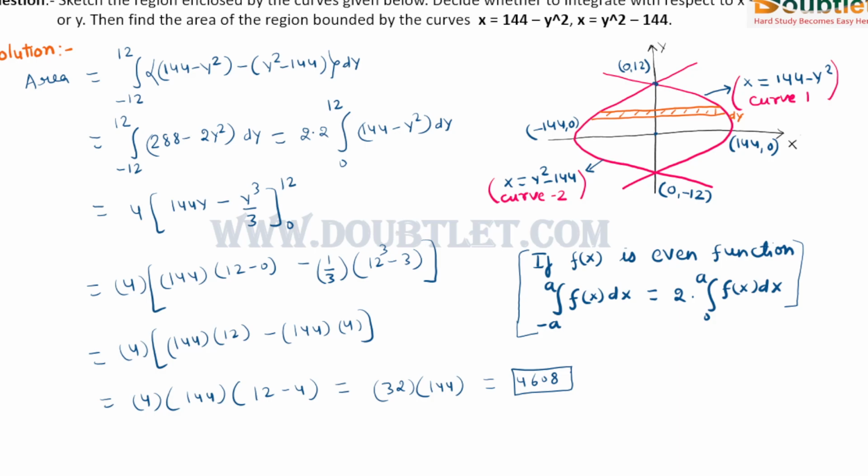In that case, since the area is symmetric with respect to the x-axis and y-axis, we can find the area above the x-axis and just double it. In this case, we have to use two different integrals because the curves are different. First of all we will integrate with respect to x for this curve, and the limit will be from minus 144 to 0, and then with respect to this curve, the limit will be from 0 to 144, and the variable will be x. So we can solve this question by using x or y as a variable.